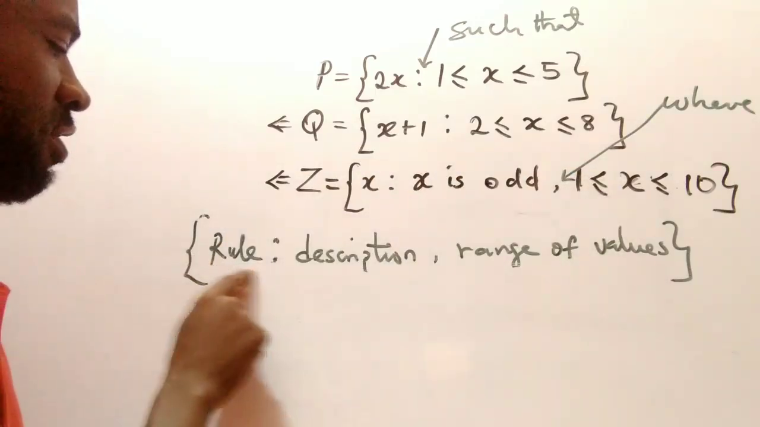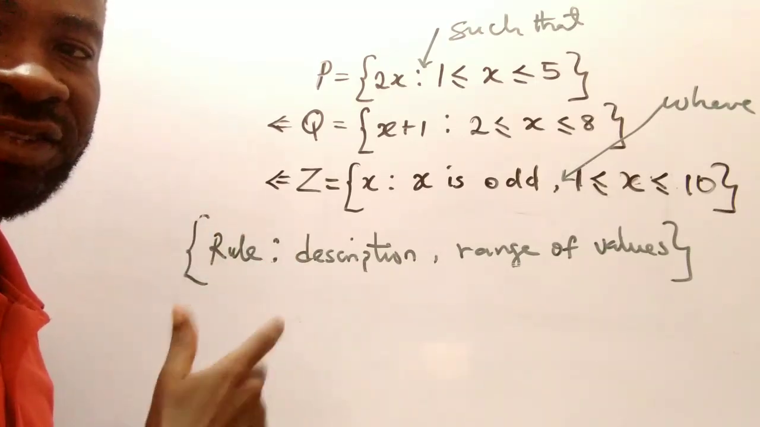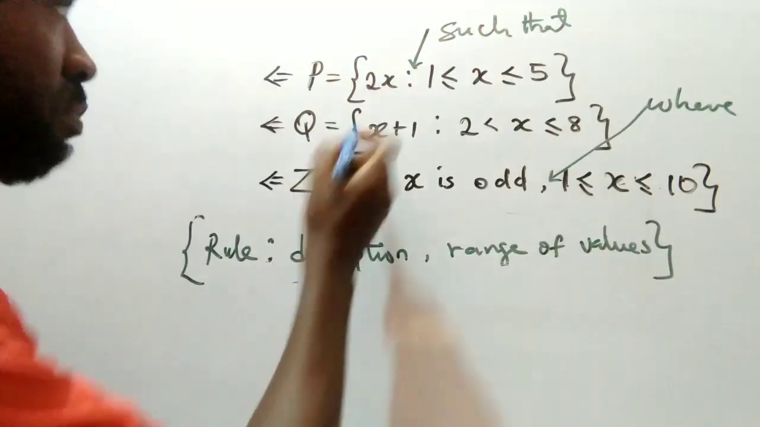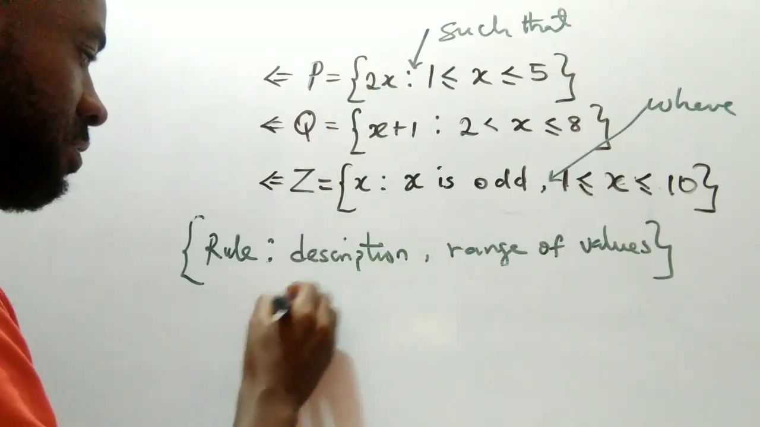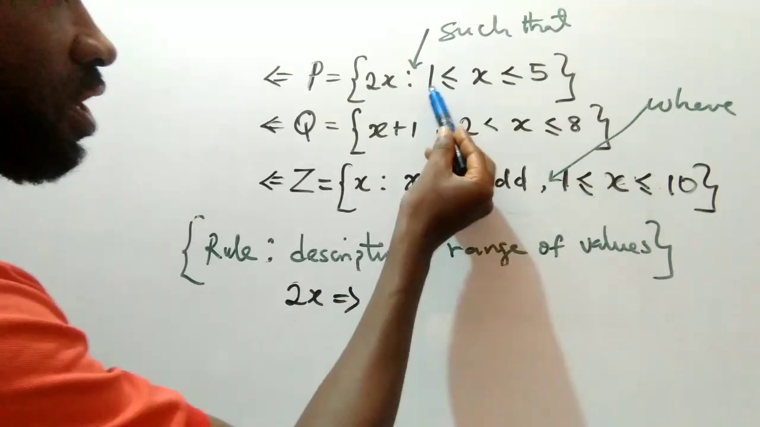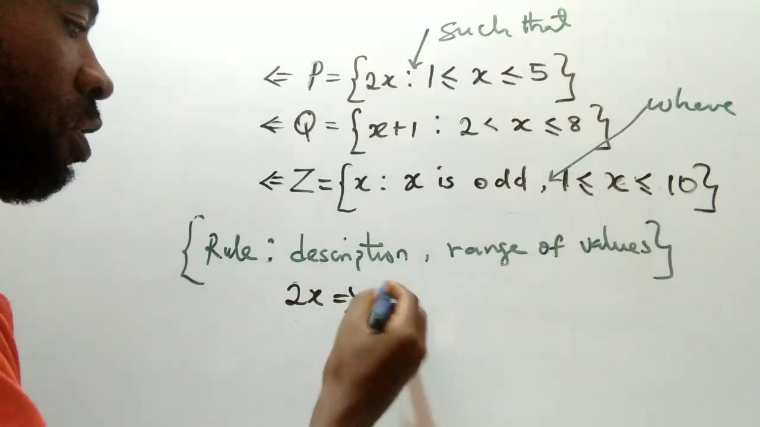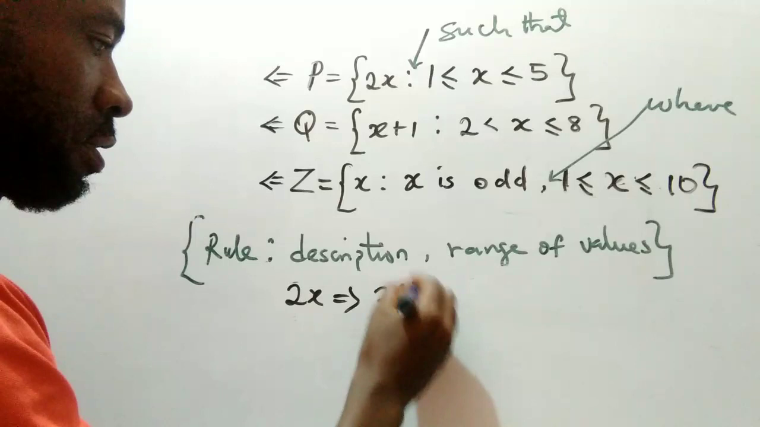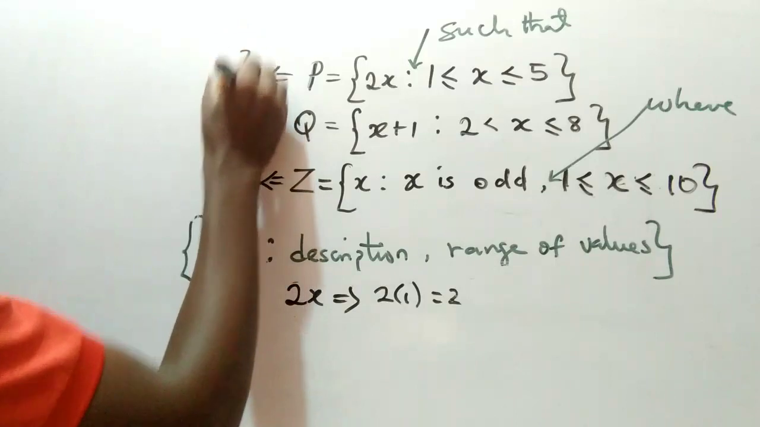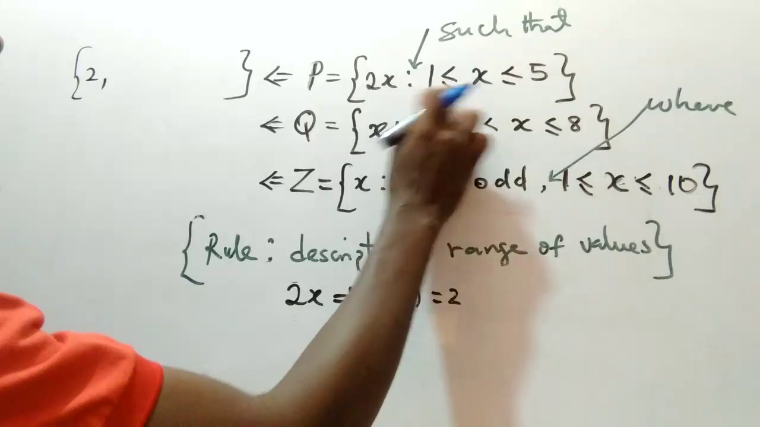Now, what does this rule mean? In fact, this rule is like the formula. It's the formula to use to list out all the elements in the set. For example, the rule here says 2x. It simply means that if you take each of the values of x from this range, when x is 1, the answer will be 2, which forms the first element in this set P. We have 2.